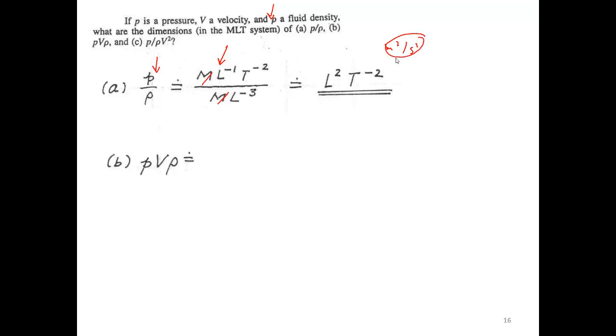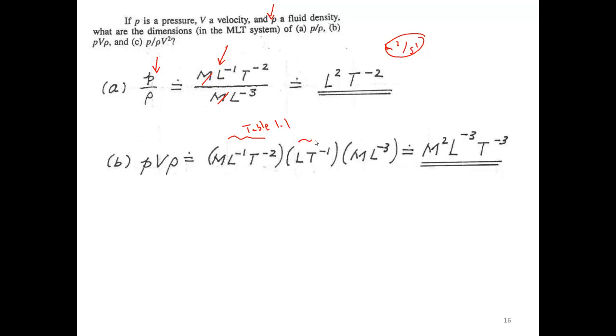The second part, part B, is the pressure times velocity times the density. Again, we have the pressure ML negative 1, T negative 2 from table 1.1. And then we have the velocity, it's distance over time, so it's L T minus 1, and then we have the density ML negative 3. If you do the manipulation for all these powers, M, we have two M's here and here, so that's M squared, because that's a product multiplication.